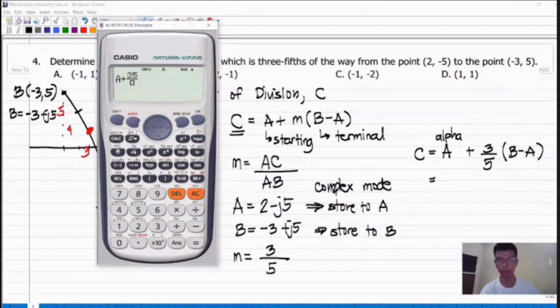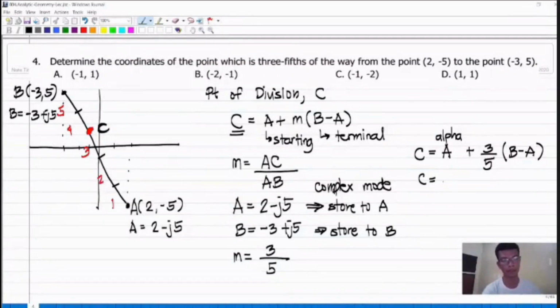So our answer will be the point C in rectangular form. So the point C is negative 1 plus J. So kung i-convert, yung negative 1 yung x, and then yung J natin is the y coordinate, that is positive 1. So the answer is (-1, 1). Letter A.